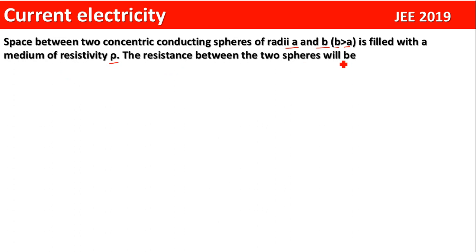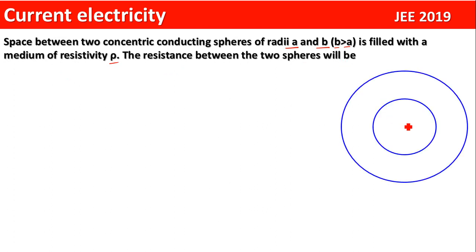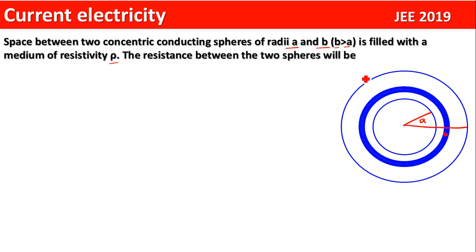So, let us consider two concentric conducting spheres. Let us say one is of radius A, the other one is of radius B. Now what is said is that the space in between these A and B spheres is filled with a medium of resistivity rho. Now let us consider an elementary spherical shell of radius x, for example, and the thickness of this shell is say dx.